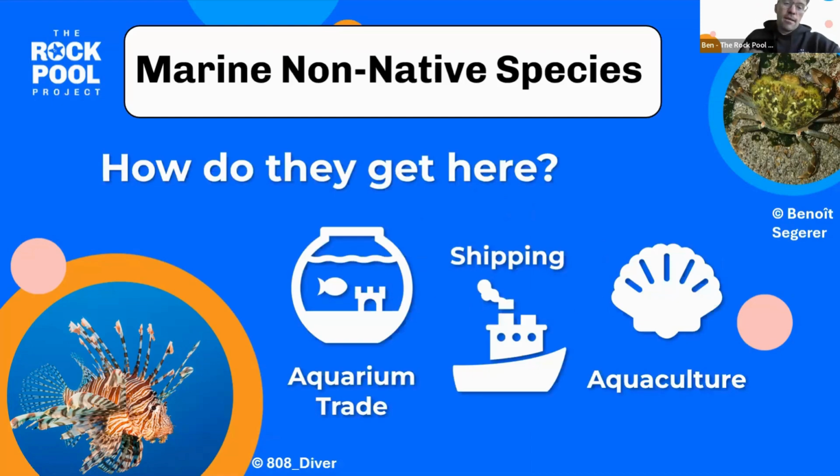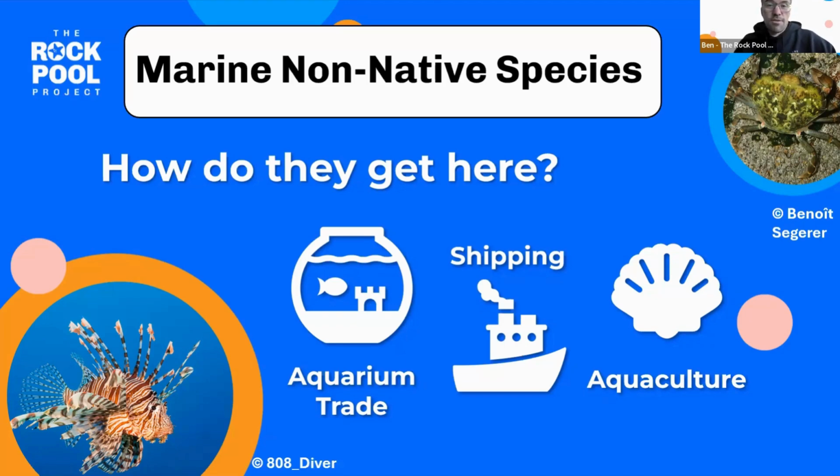These are three of the main pathways by which marine non-natives are spread around the world. The aquarium trade. So I've spent a fair bit of time in my early career researching Caribbean reef fish. And when I first started, these species down in the bottom left here, lionfish, were not present at all, and now they're a major problem throughout the entire region.